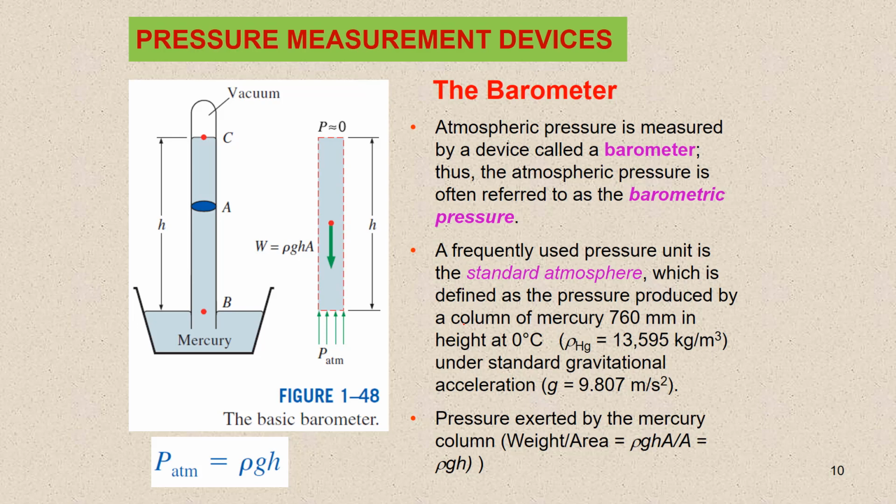Atmospheric pressure is measured by a device called a barometer. Thus, the atmospheric pressure is often referred to as the barometric pressure. The pressure at point B is equal to the atmospheric pressure, and the pressure at point C can be taken to be zero since there is only mercury vapor above point C, and the pressure is very low relative to atmospheric pressure and can be neglected to an excellent approximation. Writing a force balance in the vertical direction gives the atmospheric pressure P atm equals rho g h.